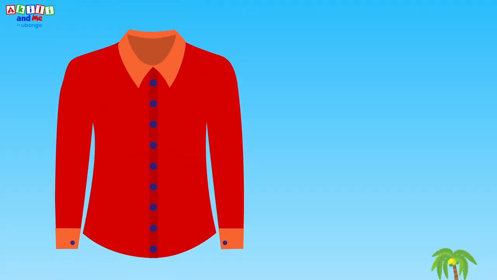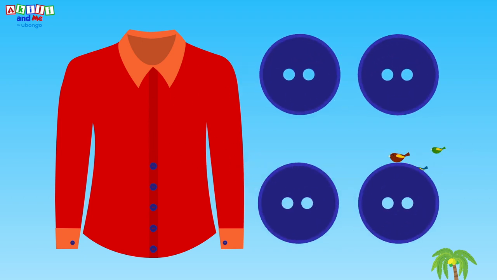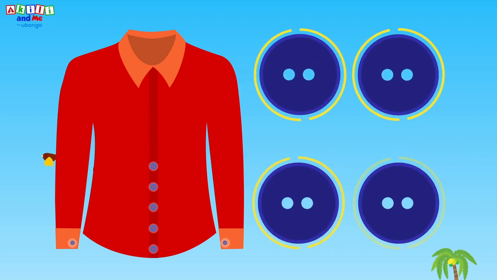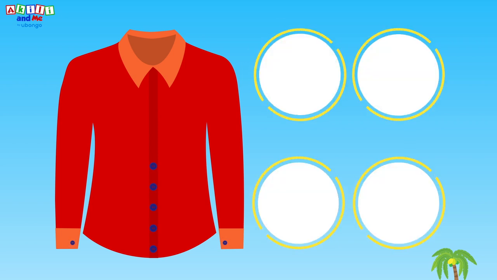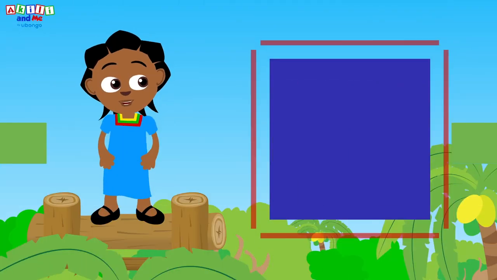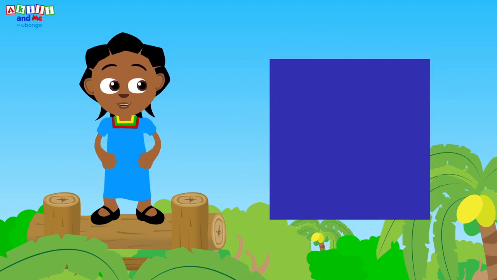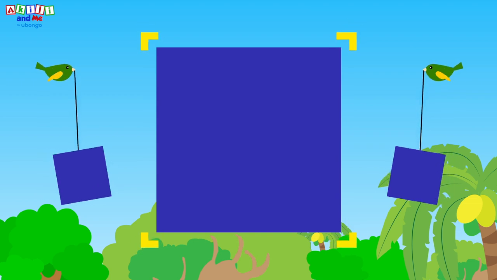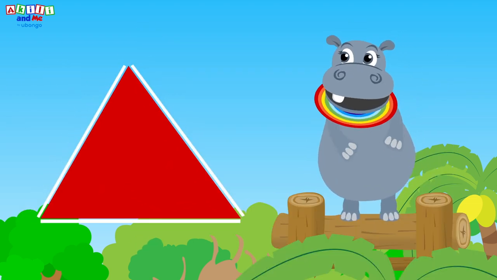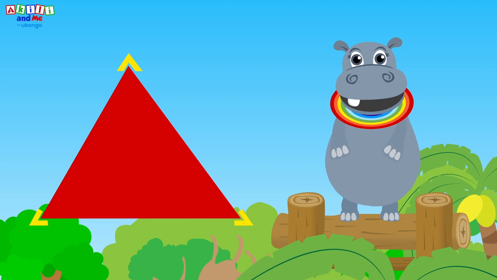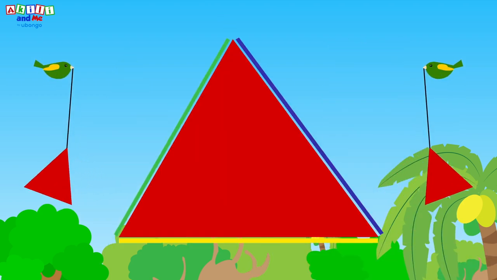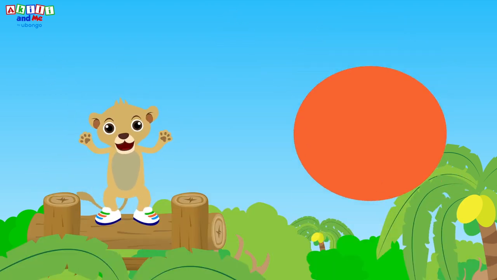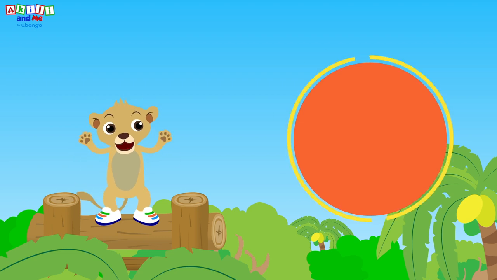Look all around. Buttons are everywhere. They are all round. Yes! A square has four equal sides and four corners. A triangle has three sides and three corners. A circle is round, it has no sides or points.